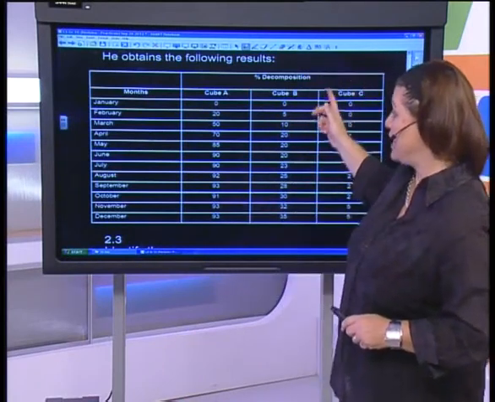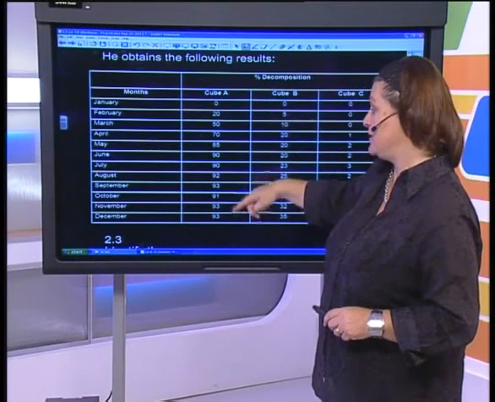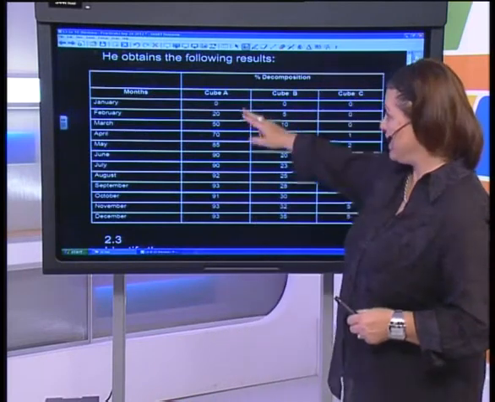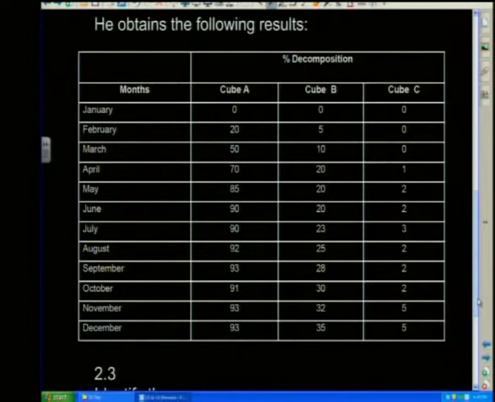Now, if we were to look at our table, just by skimming up and down, what do I notice? My hypothesis was actually correct. Because if I have a look at percentage decomposition, what did I notice? In cube A, far more of the leaves decomposed than in B, and hardly anything decomposed in cube C. Remember, what was in cube A? That was my cotton, so that was material. And B was made of pine. And the last one, cube C, was made up of glass.